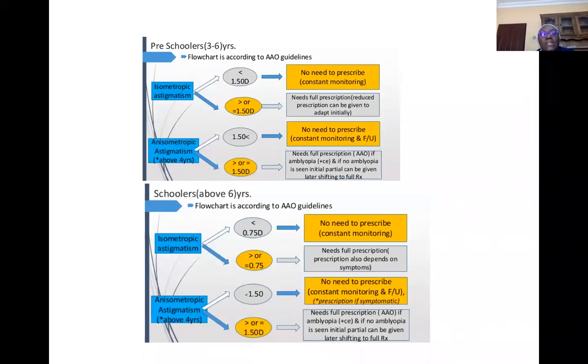Then if the child is 6 years, if it is more than 0.75, you need to give the full prescription. If it is less, you can monitor, but if it's affecting the visual function of the child and the child has symptoms, you can still prescribe. If it's isometropic astigmatism and it is less than 1.5, follow up, no need to prescribe, and you only give if the child is symptomatic. And if it is more than 1.5, you need to give the full prescription.